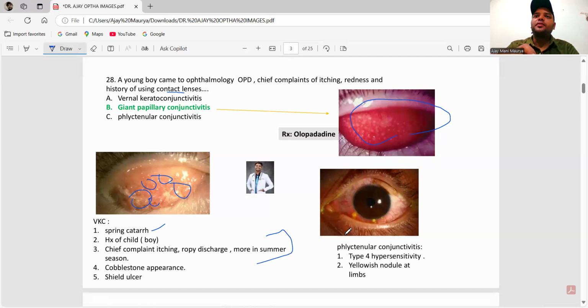The next one is phlyctenular conjunctivitis. There is a yellowish nodule at the limbus. This is a type of hypersensitivity. Now from this image, guys, you will get one MCQ.